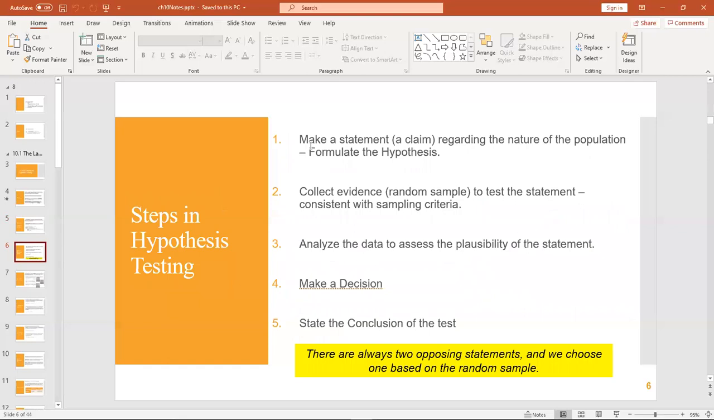Okay. So the first thing you do is you make a statement or claim. You formulate the hypotheses, then if you're a practicing statistician, you'd actually go out and collect some data. We're just going to have data given to us. You then analyze your data to see how believable the statement is, and make a decision. Do you accept? Do you reject? And then you would state in plain English what your conclusion is. So you don't just say, yep, I rejected my null hypothesis. Well, what does that mean to normal people?